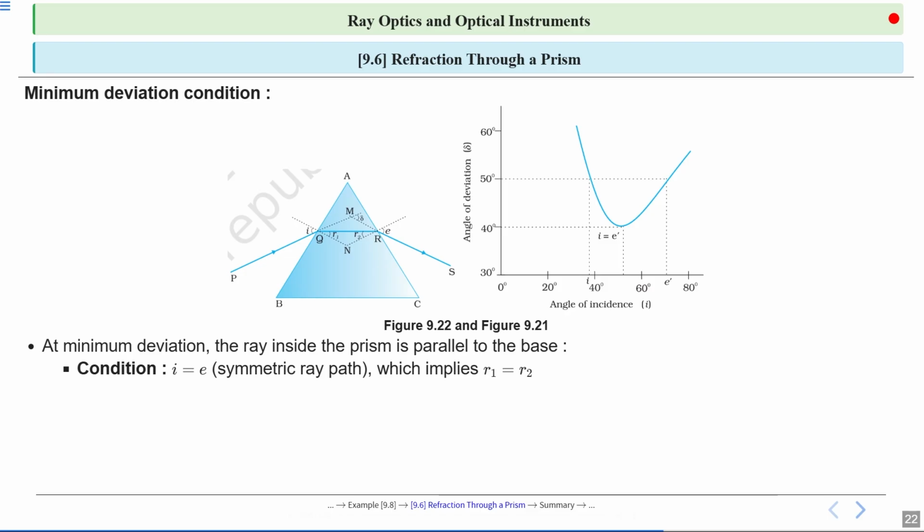The condition for minimum deviation is when the angle of incidence equals the angle of emergence, denoted as i equals e. This symmetry implies that the angles of refraction inside the prism are equal, r1 equals r2. This is a critical point to remember as it simplifies the analysis of light paths through a prism. Finally, when the angle of deviation is at its minimum, we denote it as delta equals Dm. This is the point where the light path is most efficient through the prism. Understanding this concept is vital for applications involving prisms, such as in spectrometers and other optical instruments.